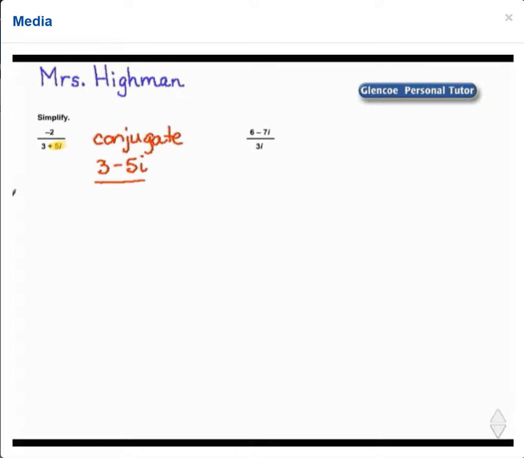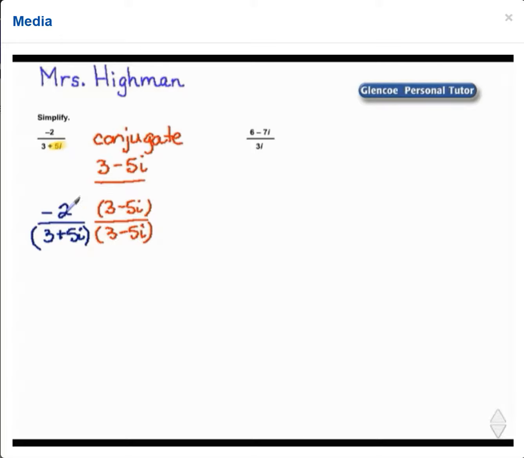So we'll start first by rewriting. We have negative 2 over 3 plus 5i. And then we're going to multiply by 3 minus 5i in the numerator and 3 minus 5i in the denominator. Put parentheses here. Okay, so we just need to do some multiplication now and simplify.